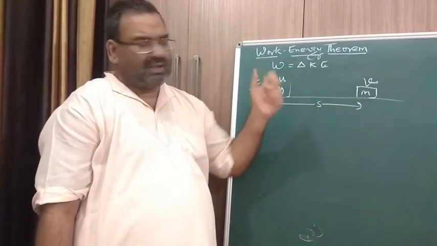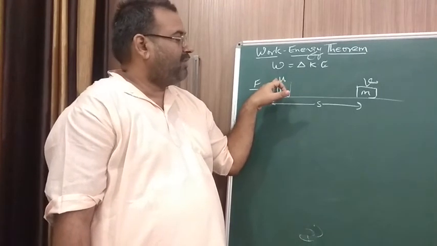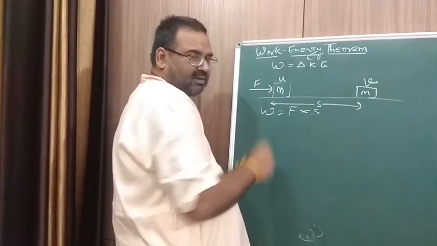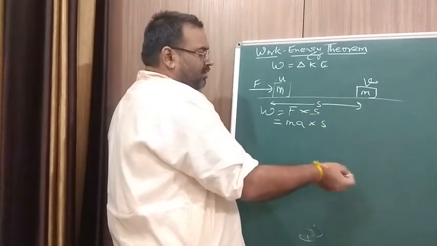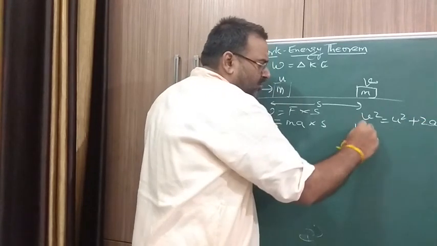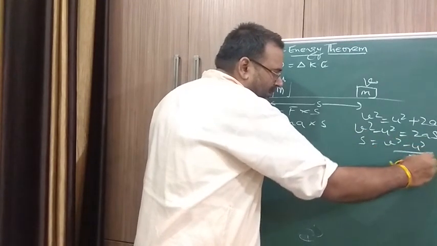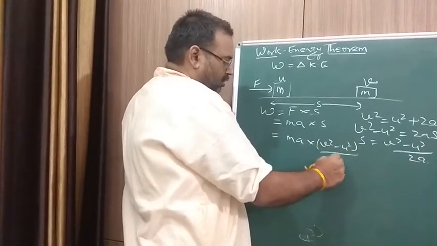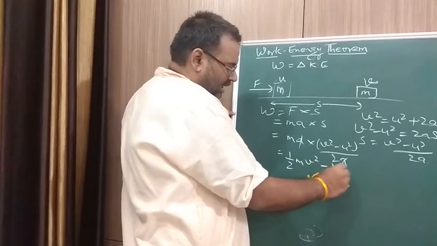Now we will find out the work done by this force in changing its velocity from u to v, or changing its kinetic energy from half mu square to half mv square. The formula for work done is W equal to F into S. Force is equal to ma, and S we have to find out. S we find from the equation of motion: v square is equal to u square plus 2as. So v square minus u square equals 2as, and S is equal to v square minus u square upon 2a. We substitute the value here: ma into v square minus u square upon 2a. A is cancelled out.